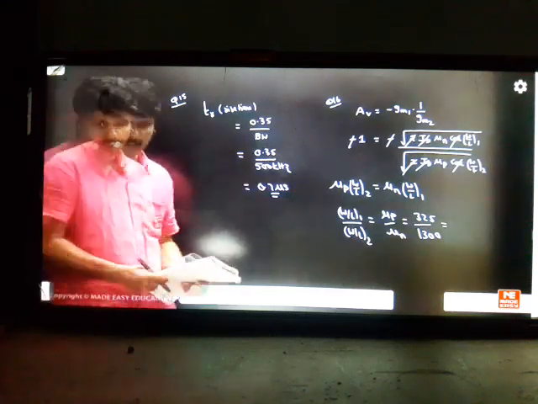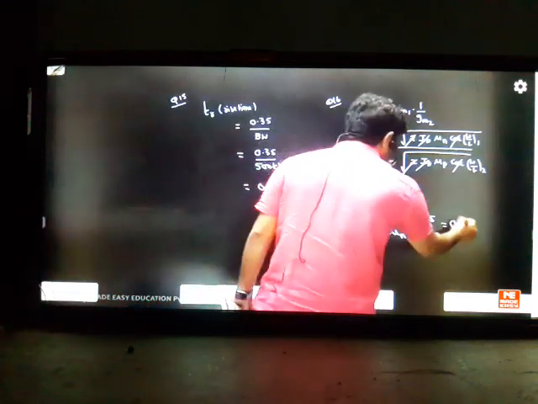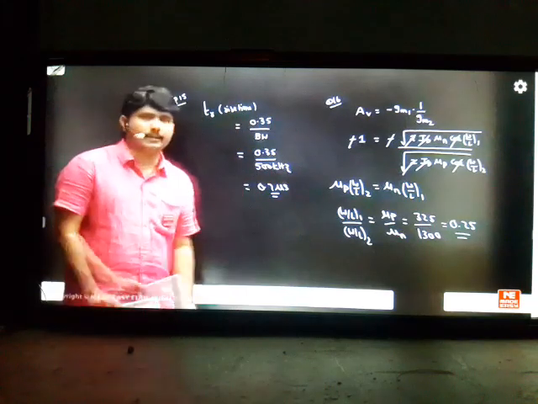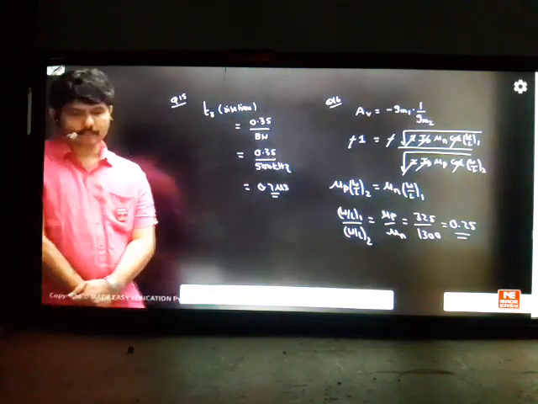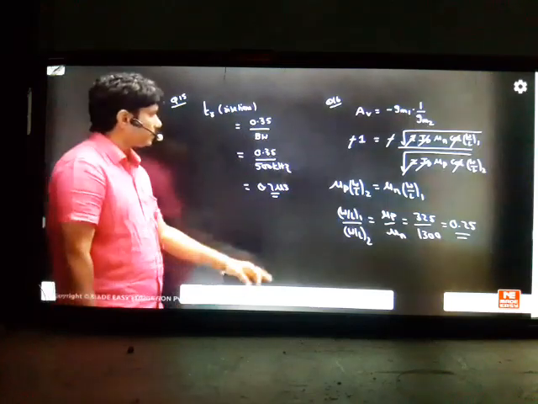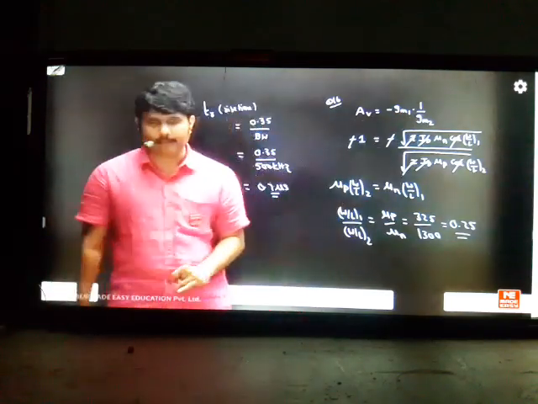So the answer is, Sneha Kumari, 0.25 will be the correct answer, because it is 325 by 1300. So 0.25 will be the correct answer for it. Is it okay? See how simple the questions are. The only thing is you should practice the GM structures with respect to the ID formula. You can recollect it straightforwardly and we can solve the problems.